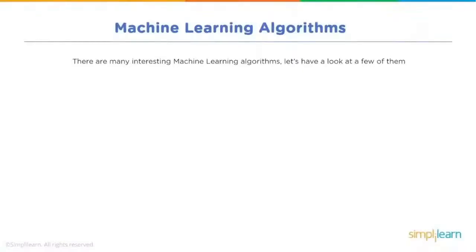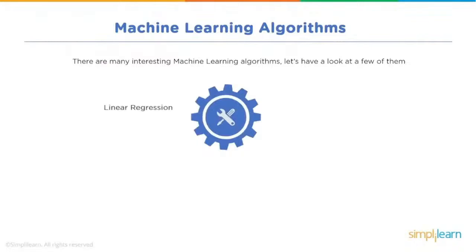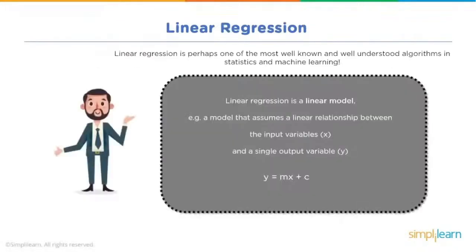There are many interesting machine learning algorithms. Let's have a look at a few of them. Hopefully this gives you a little flavor of what's out there. And these are some of the most important ones that are currently being used. We'll take a look at linear regression, decision tree, and the support vector machine. Let's start with a closer look at linear regression.